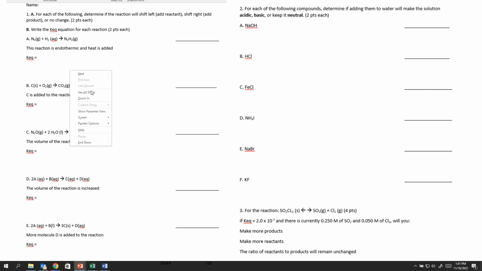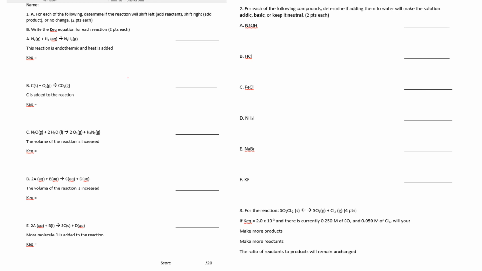Alright, so we're going to go over the test here, and we are going to start with our Le Chatelier's principle and our KEQ expression. So the reaction's endothermic, so heat is a reactant. I'm adding heat, so it's going to shift right. KEQ, products over reactants. Alright, so there's one. B, C is added to the reaction, but C is a solid, so no change because it does not appear in KEQ.